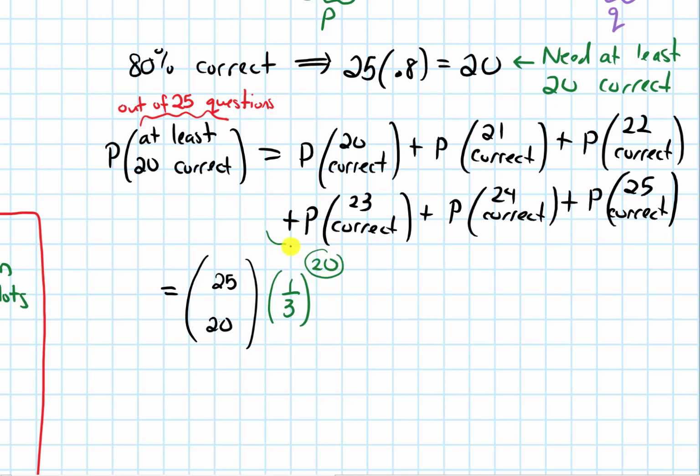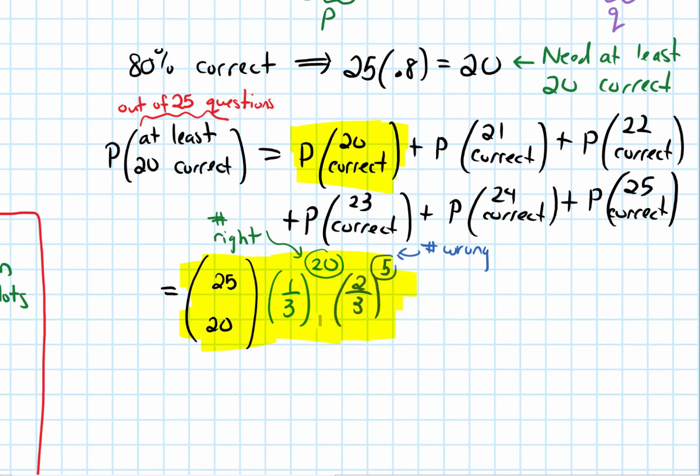So this 20 is representing the number we get right. And then we have to multiply this by the number of questions that we don't get right, and those probabilities. So there's a 2/3 chance for every single question we get wrong. And if we got 20 correct, that means we got 5 questions wrong. So we'll need to multiply 2/3 times itself 5 times. That gives us 2/3 to the 5. So the 5 here represents the number that we get wrong. Okay, so for example, the probability of getting 20 correct, that is matching up with this expression right here.